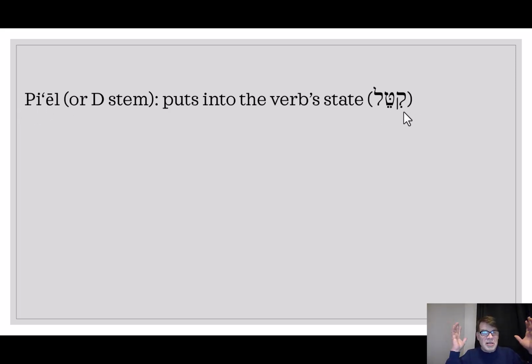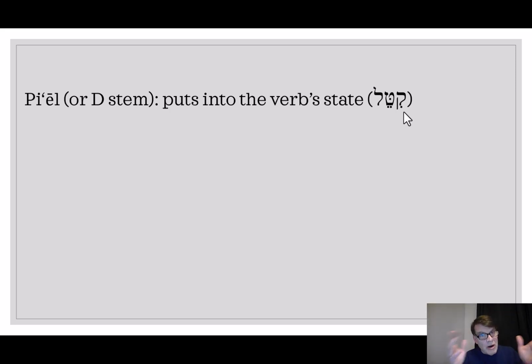So what is this doubling stem? What does it mean? Well, it's a little difficult. And in fact, we've improved, I think, our understanding of this stem over time. They used to think of it as an intensive stem, and there might still be some instances where it's intensive, but the PL stem, basically you put something into the state of the verb. So if shavar, I believe it is, means to break, if you put it into the D stem, shiver, it means to shatter. So you're putting something into a broken state. We call that resultative. You create the result of the verb.